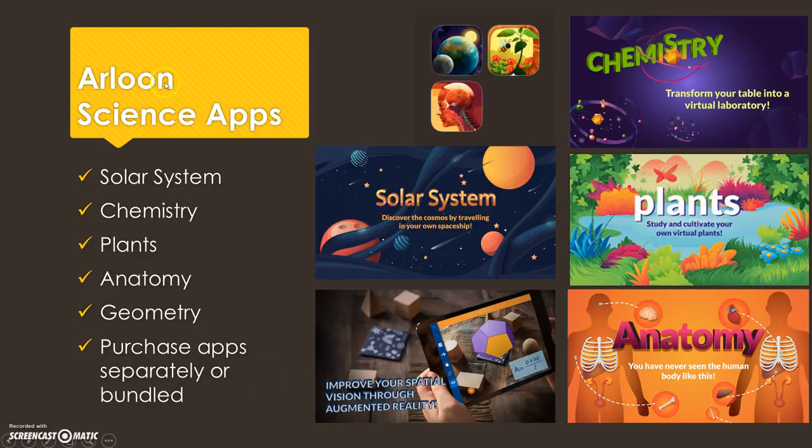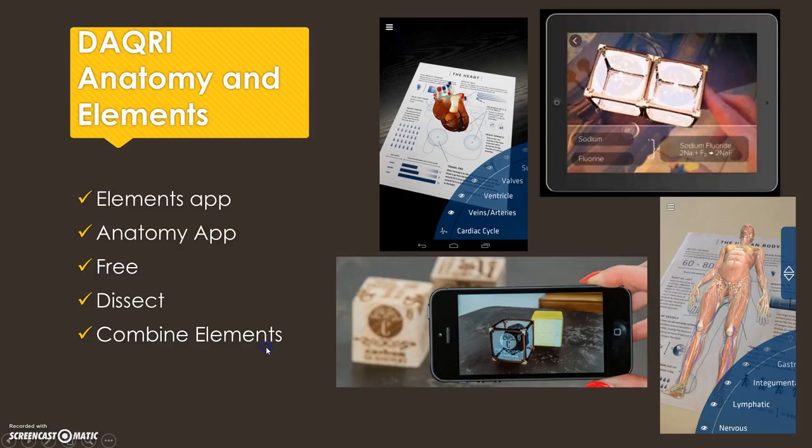So, Arloon is one brand. They have a variety of science apps, such as the solar system, chemistry, plants, anatomy, and geometry. These apps can be purchased separately or bundled. It's very low cost. You can improve your logical spatial skills through 3D geometry. You can travel the solar system and hold a planet in your hand. You can combine elements virtually on your table. You can plant and grow, cultivate your own virtual plants, and you can dissect the human body as well.